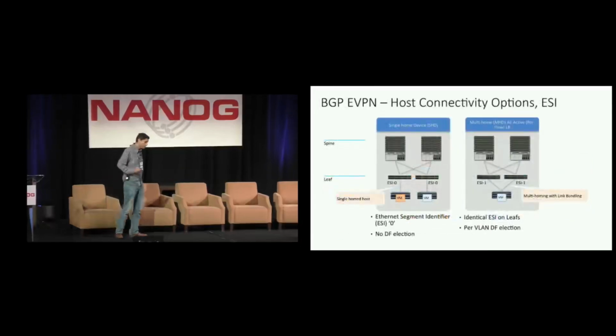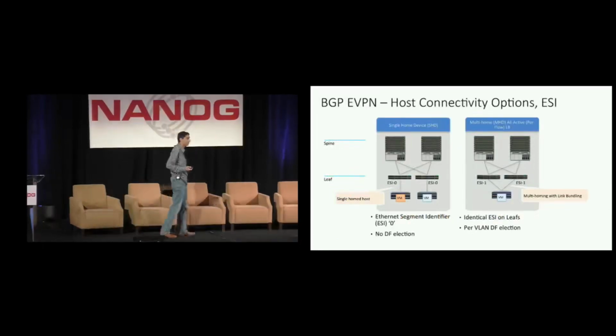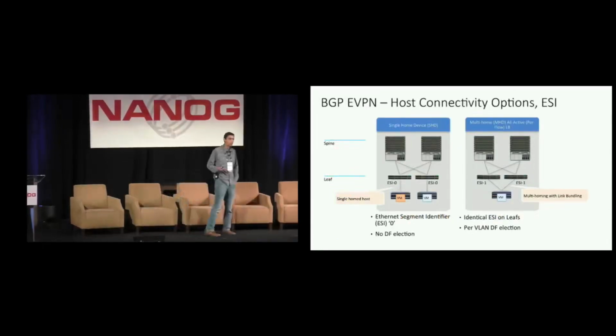So now, in terms of how the host connects to this fabric: a host could simply be single-homed via a single link attached to a single leaf in the data center fabric, in which case you do not have resiliency against link failures, and you do not have the advantage of being able to load balance flows on a per-flow basis to that host.